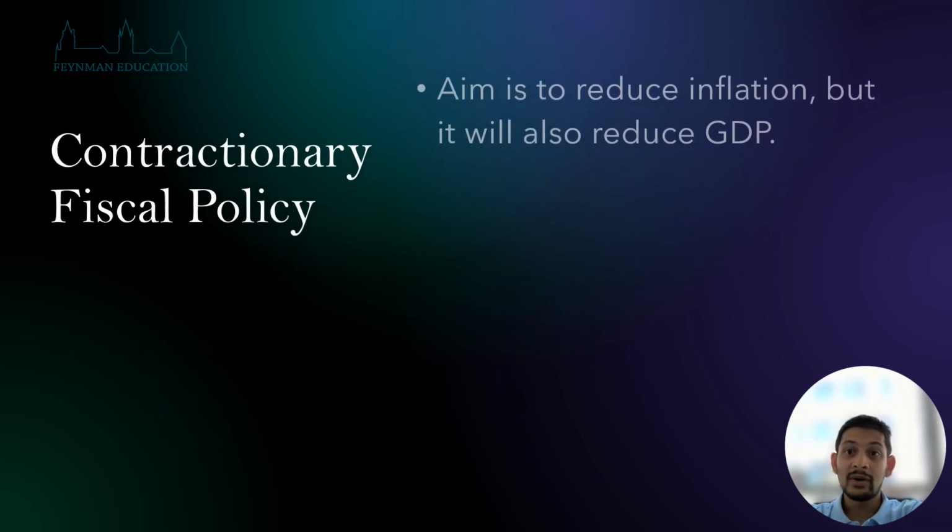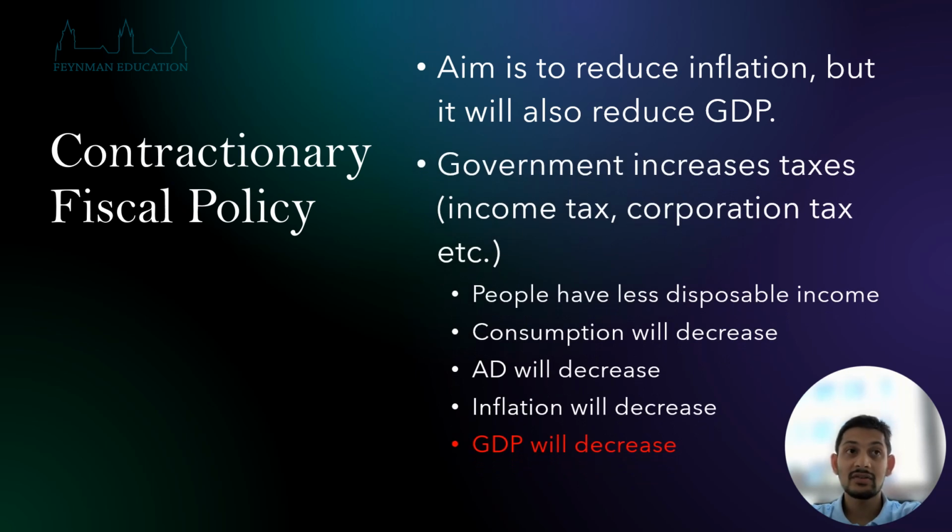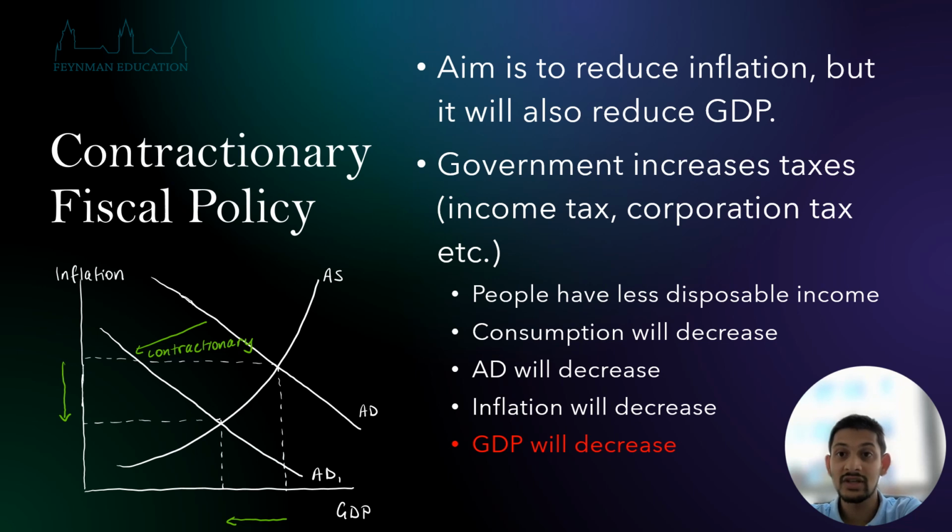The other way is by increasing taxation. So, if they were to increase income tax or corporation tax, people would have less disposable income because more of it is being taxed. And that means consumption will decrease, aggregate demand will decrease, inflation will decrease, and therefore GDP will decrease. For example, if we were to look at the impact on a company, if there is more corporation tax, that means companies have less money to reinvest. And by reinvesting, that means buying more supplies and so on. So if they have less, they can buy fewer resources.